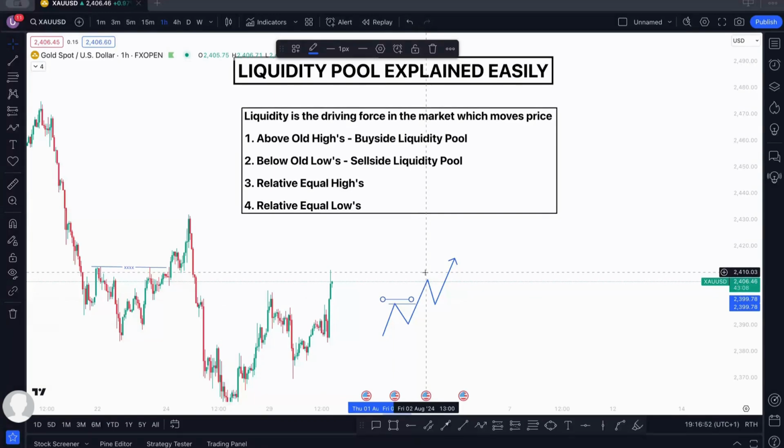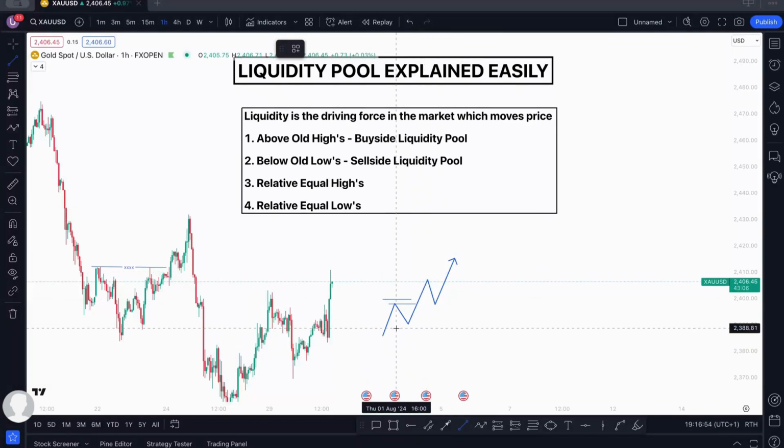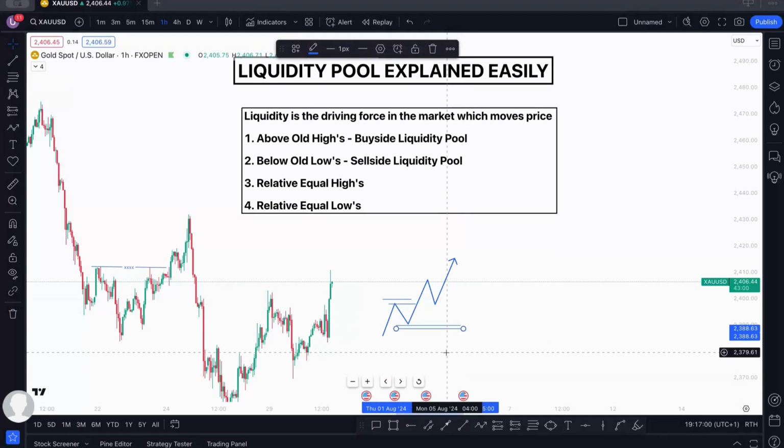Now, where do you place your stop loss? You place your stop loss below here, right? This below here is your sell side liquidity. So imagine you take a buy order and the market goes against you. The market went to grab liquidity from the sell side liquidity. But as the market moves up here, it has done the buy side liquidity.